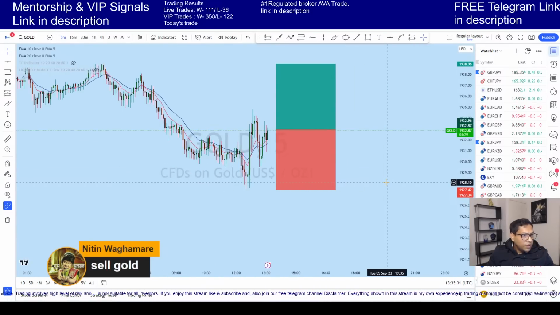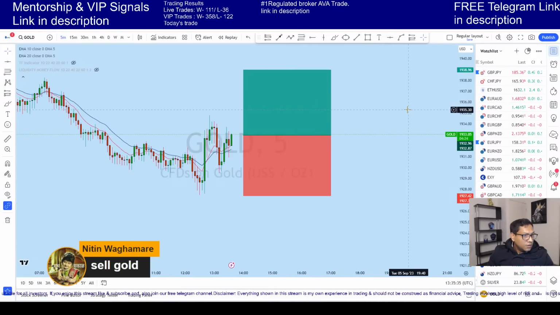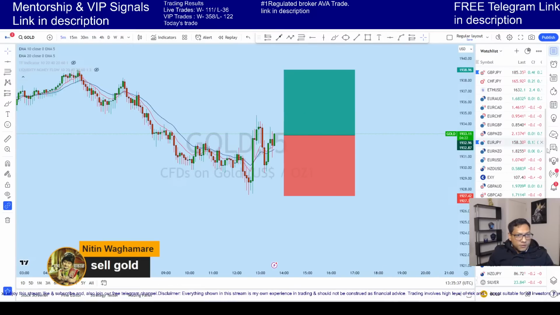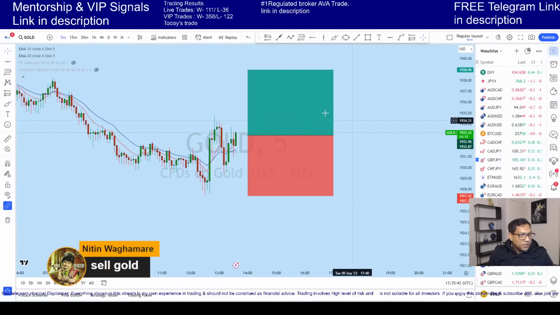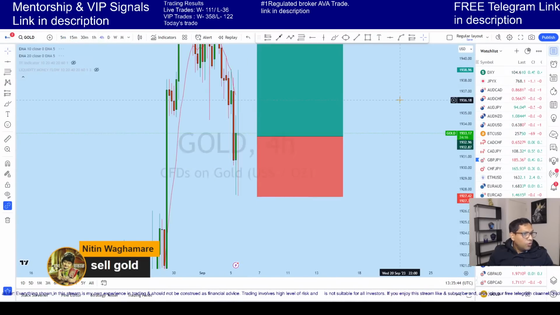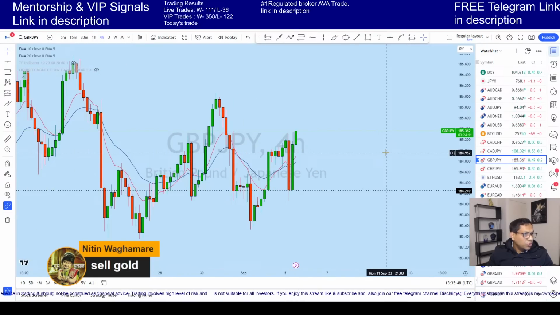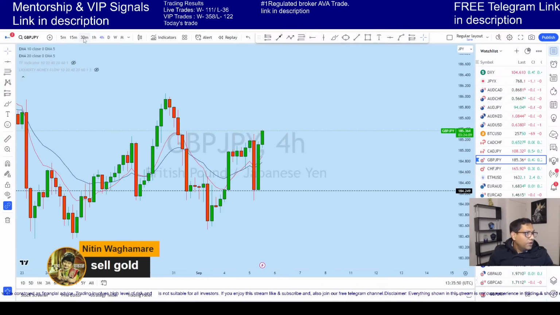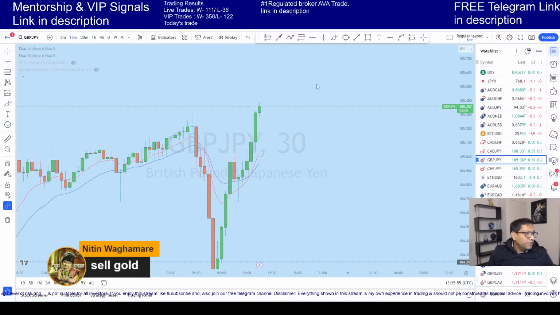So you see from here, it's okay. We'll come back to it again. Let me see what others are doing. Looking at GBPJPY, you see that there is a very strong bullish momentum on GJ. Let me see if there is any opportunity.